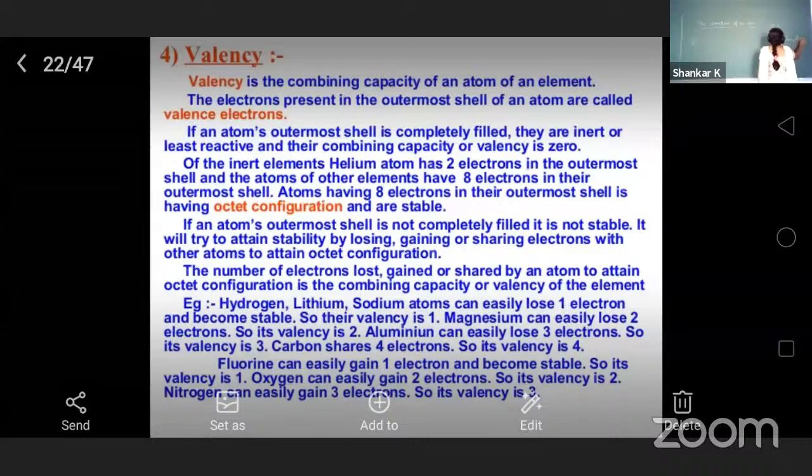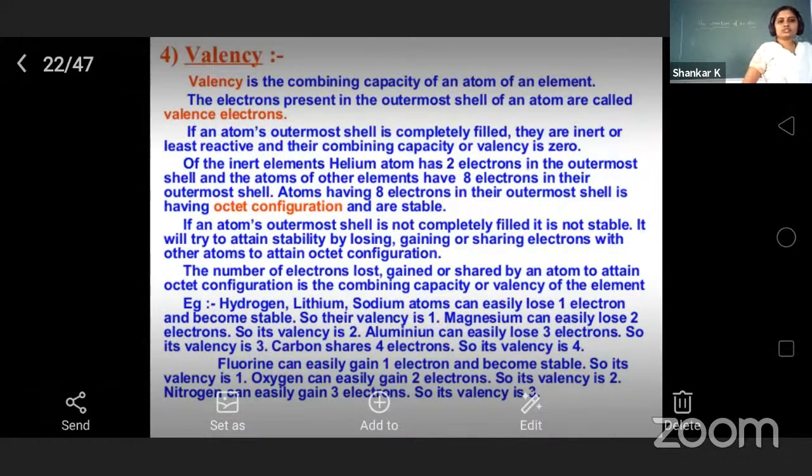The valency of helium is 0. Why? Because it already has 2 electrons in the first orbit, and the atomic number of helium is also 2. So it is already filled, and that's why its valency becomes 0. If an outermost shell is not completely filled, it is not stable.